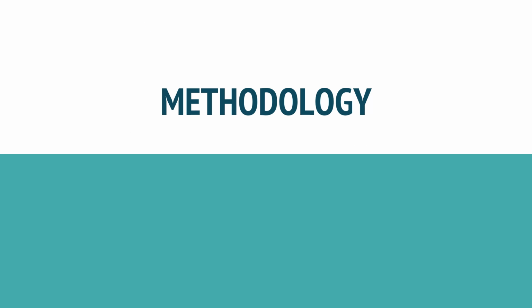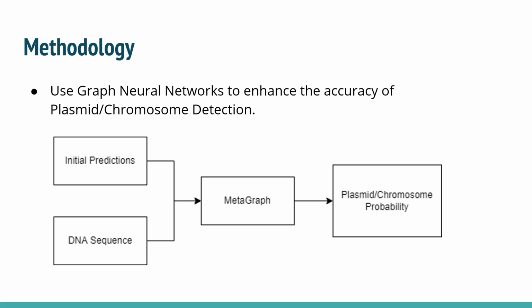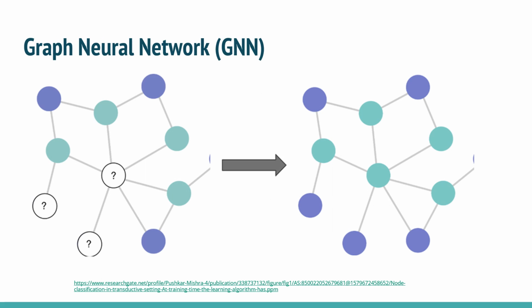Now we are moving into the methodology of the MetaGraph implementation. MetaGraph enhances plasmid chromosome classification using graph neural networks. The following diagram shows the summarized view. MetaGraph takes the DNA sequences and initial predictions as the input and outputs the enhanced plasmid chromosome probability.